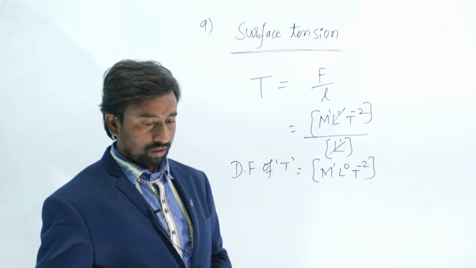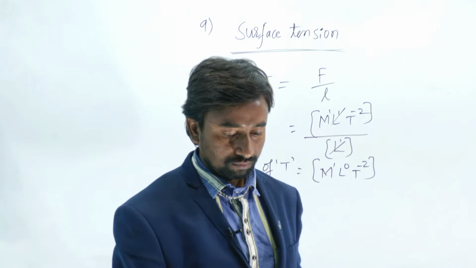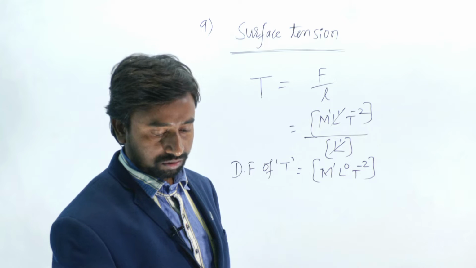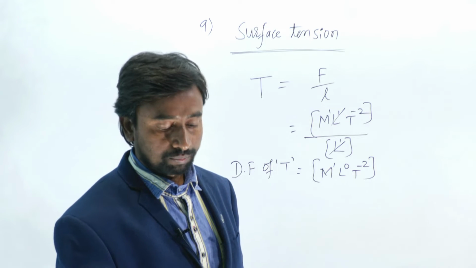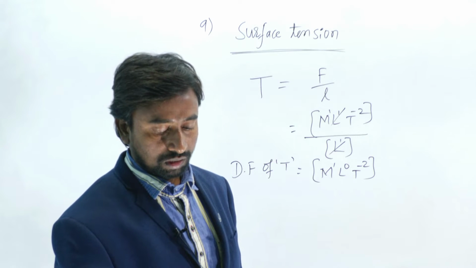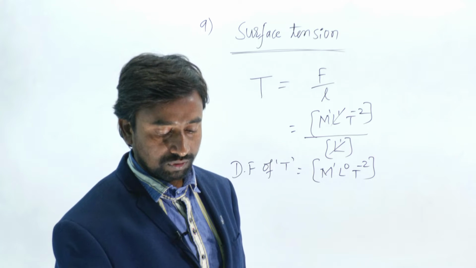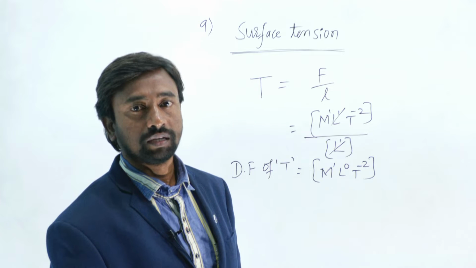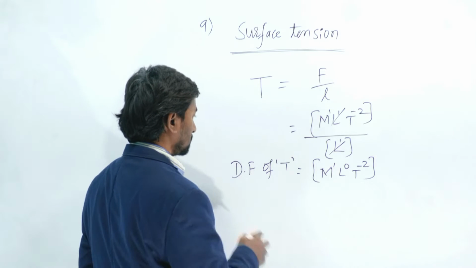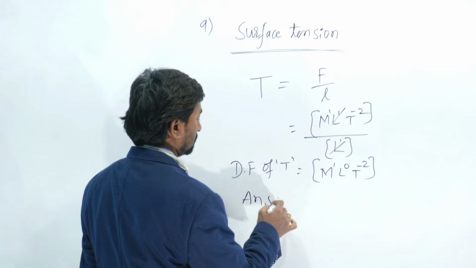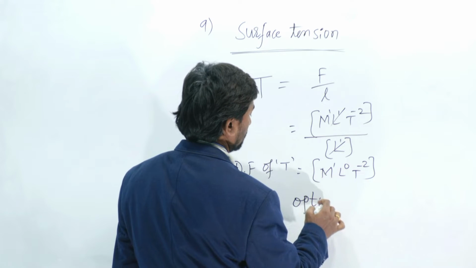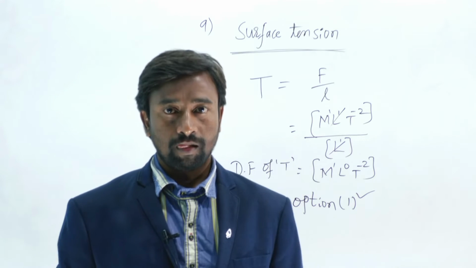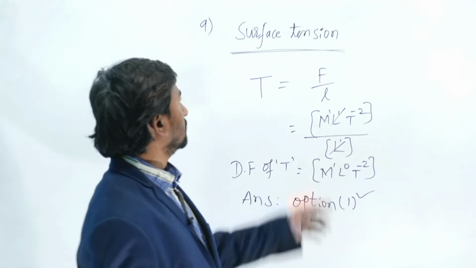Okay, so here the options are given. The first option is M power 1, L power 0, T power minus 2. The second option is M power 1, L power 1, T power minus 1. The third option is M power 2, L power minus 1, T power 1. And M power 0, L power 0, T power 2, T square, is given there. So the correct answer is option 1. Option first is the right answer.